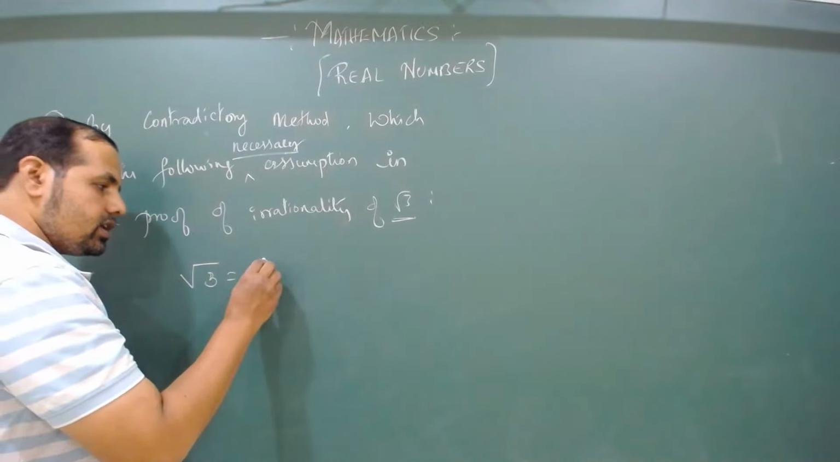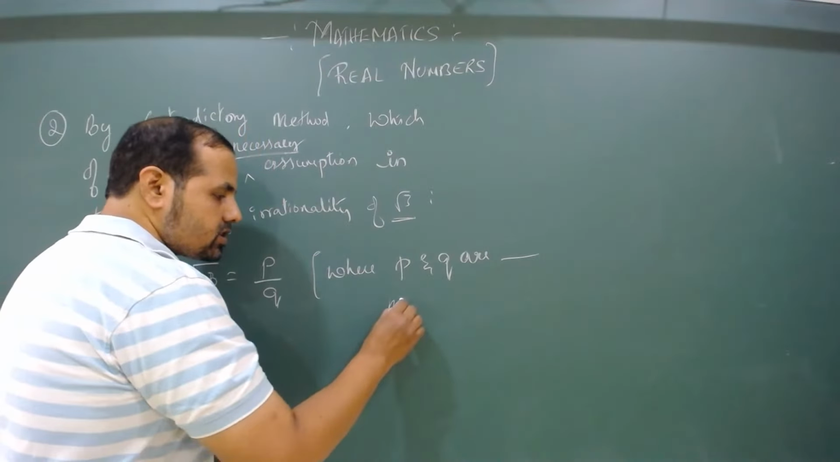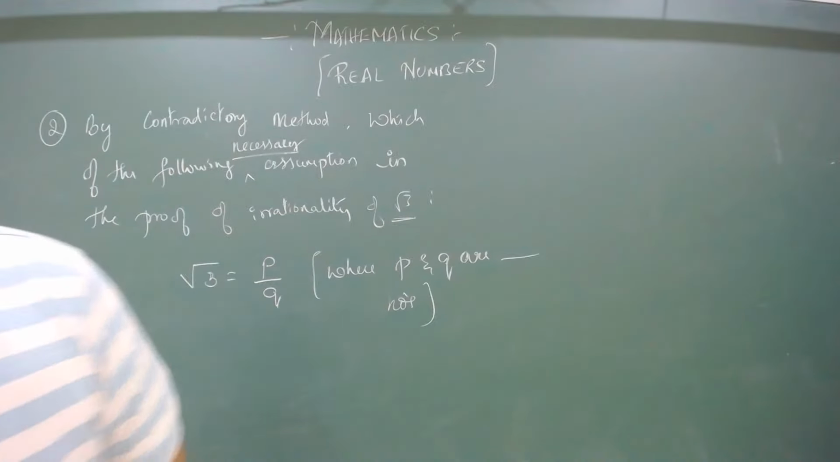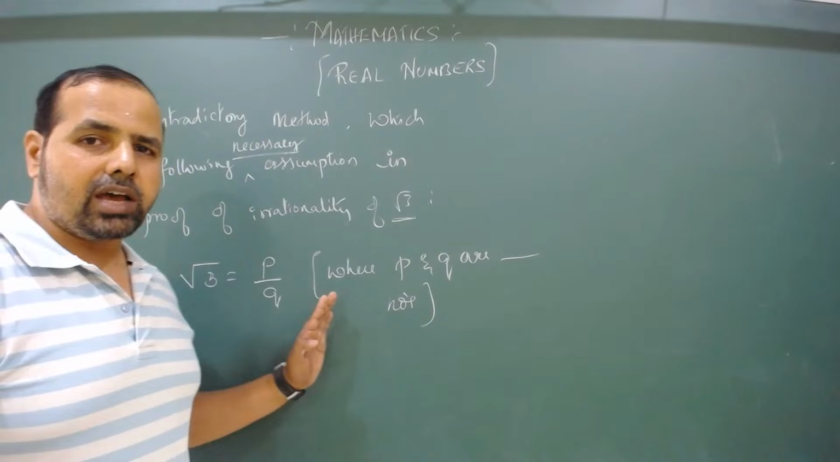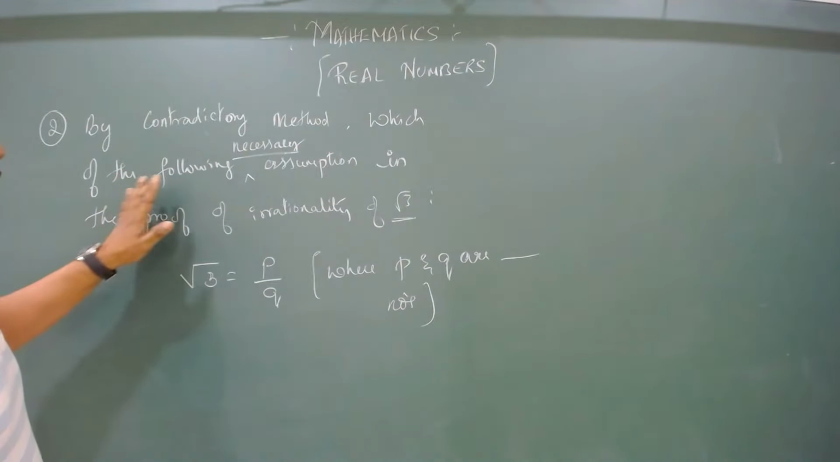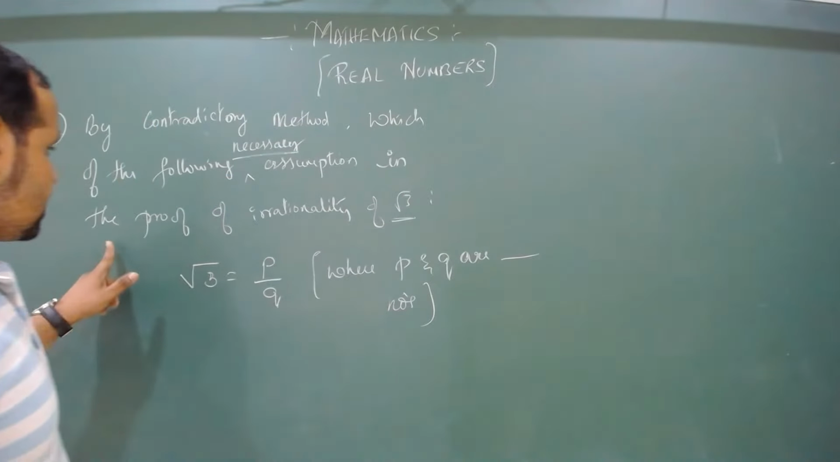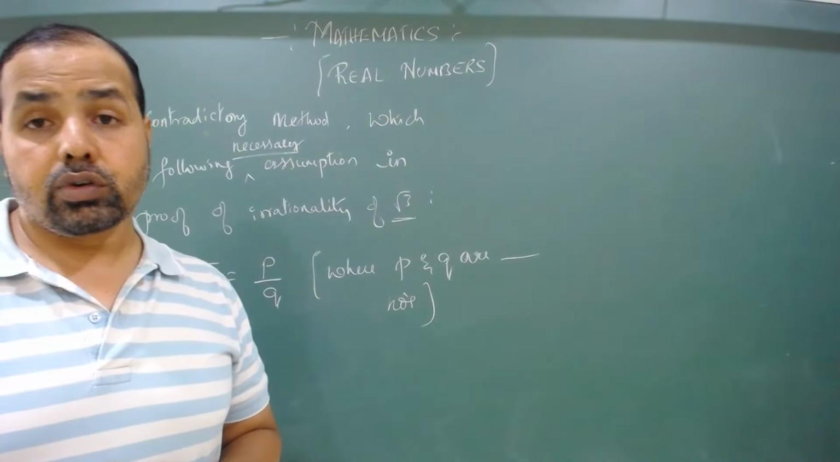Root 3 is equal to P by Q, where P and Q are co-prime numbers. This is the assumption which you make, isn't it? So they have given us options. I'm going to read out the options, but I'm going to be precise and crisp with my answer. I'm going to just write the answer. The question says, by contradictory method, which of the following necessary assumptions, I forgot to write necessary assumption, in the proof of irrationality of root 3.